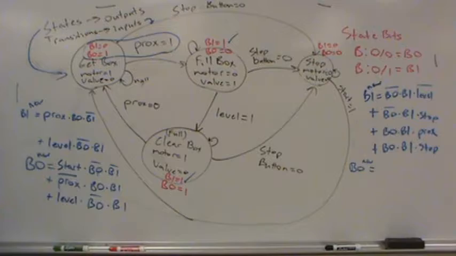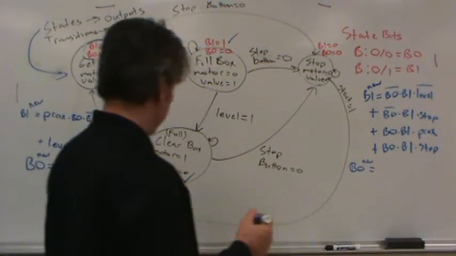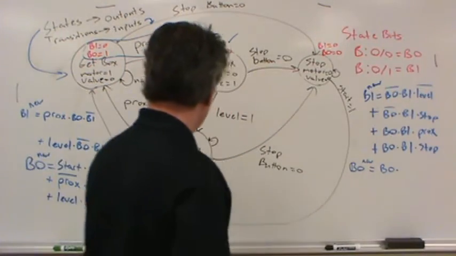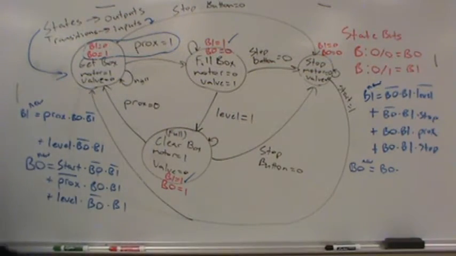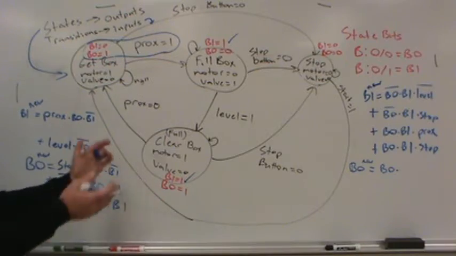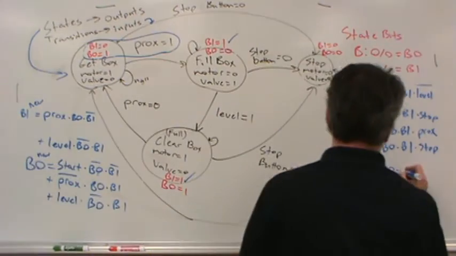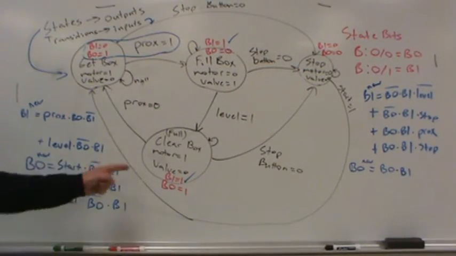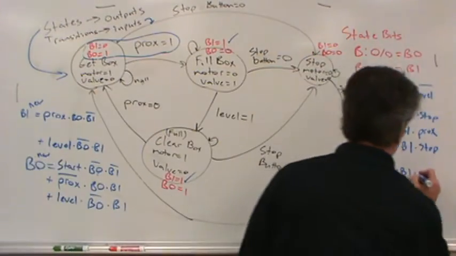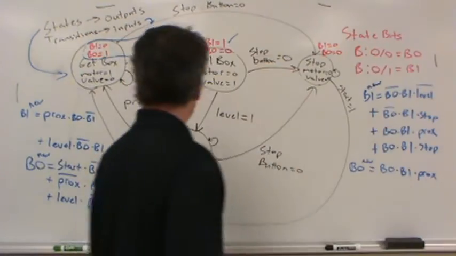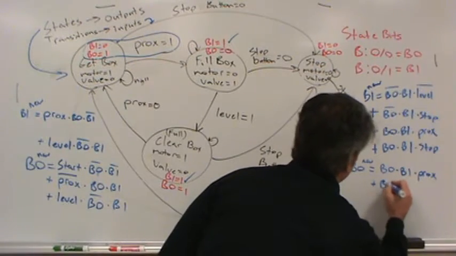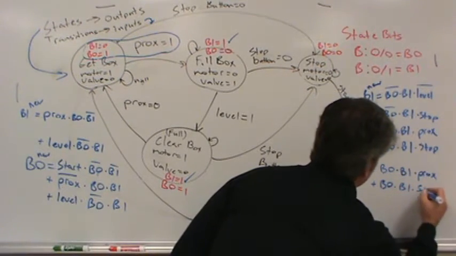Is equal to not B1. Oh, sorry, B0 and not B1. Try again, B0 and B1. They're all ones. Oh, wait, I was looking at the wrong state, I think. It can get really confusing really quick. It's okay. And not prox, yep. Because we have to block that transition. What else? It's the same thing with stop. That's right. Or B0 and B1 and stop.